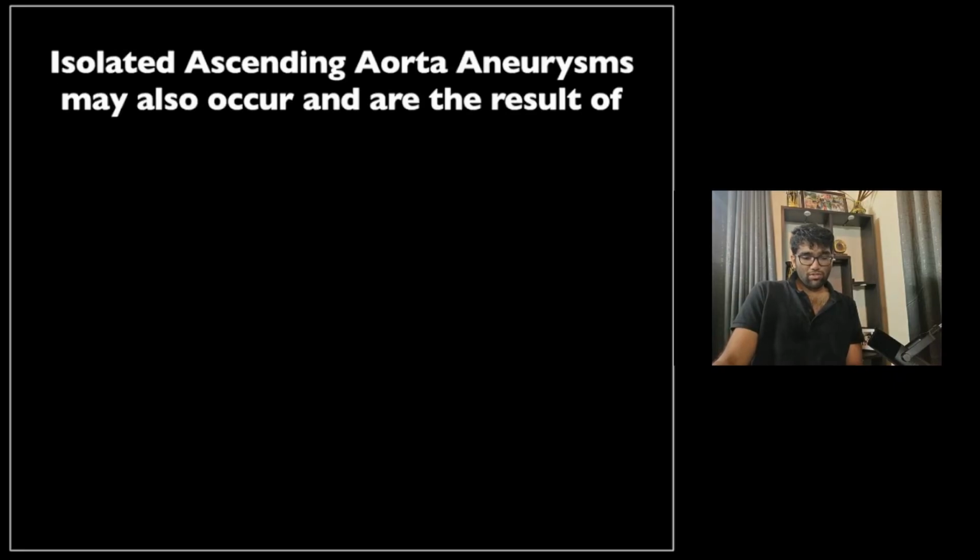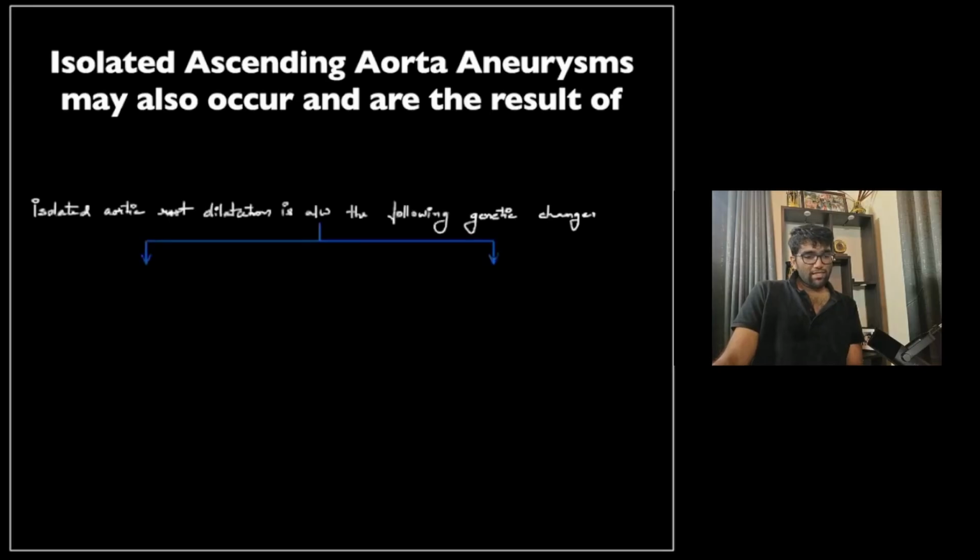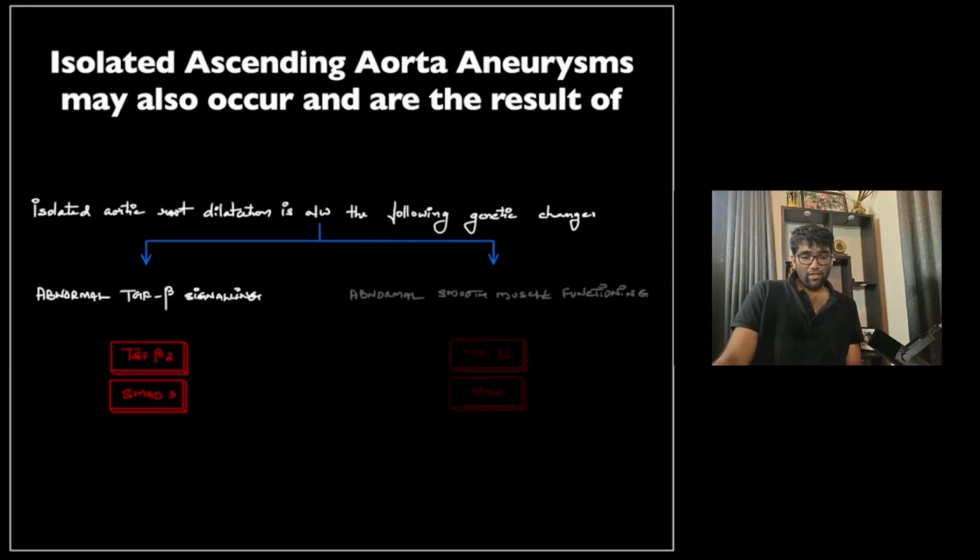Now, isolated ascending aortic aneurysms may occur as a result of isolated root dilatation with two genetic associations. That is, one, abnormal TGF beta signaling due to mutations in TGF beta 2 as well as SMAD3. Notably, this is not the receptor, this is the protein itself. Second is abnormal smooth muscle functioning due to mutations in MYH11 and MYLK. That would be myosin light chain kinase.